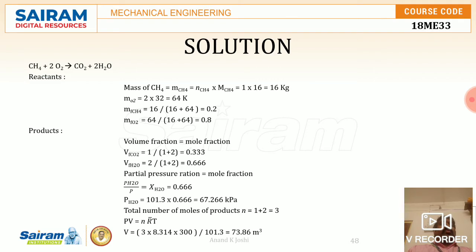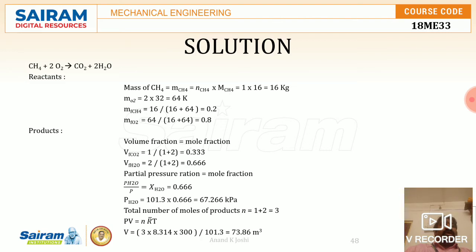Now let us look at what the products are once combustion has taken place. The products are given by volumetric fraction. The volume fraction is equal to the mole fraction, as you already know. So the volume fraction of CO2 is 1 divided by 3. Why 3? Because for CO2 and H2O we consider 1 plus 2, that is 3, so 1 by 3 is 0.33. Similarly, the volume fraction of H2O is 2 by 3, that is 0.66. Here we can find the partial pressure, which is related to the mole fraction. So P_H2O divided by P is equal to X_H2O. We have to calculate the pressure, so to calculate the partial pressure we use this formula, and we get 0.666.